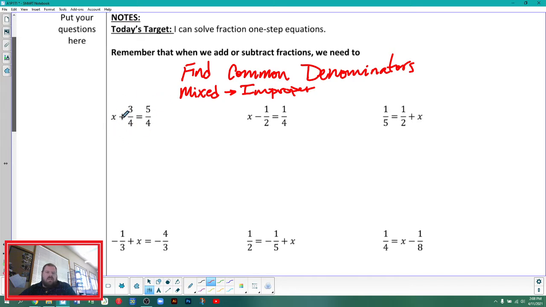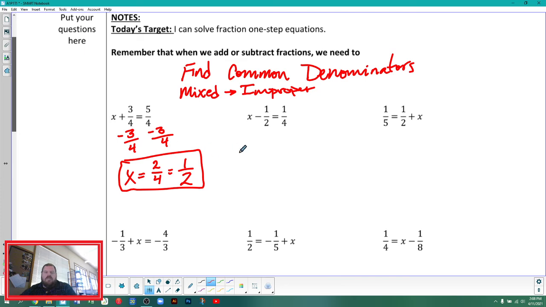So in this first one here, I have x plus 3/4 equals 5/4. My job to solve this equation is to subtract 3/4 from both sides. Okay, now in this subtraction problem here, I would need common denominators, which I do already have. So that's going to make life a little bit easy. 5/4 minus 3/4 is going to be 2/4. And we can simplify that to be 1/2. So we get x is equal to 1/2. Excellent.